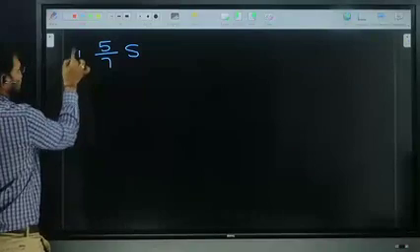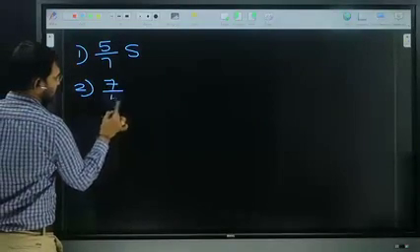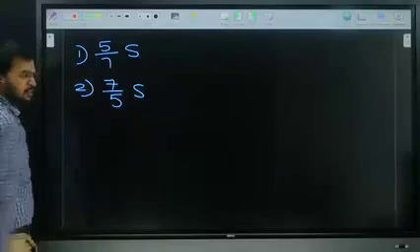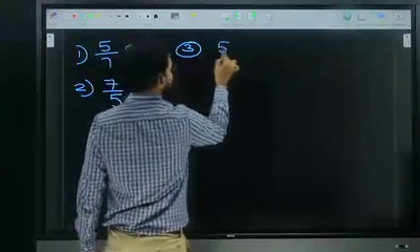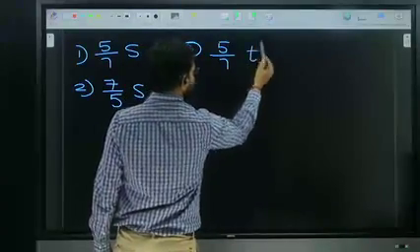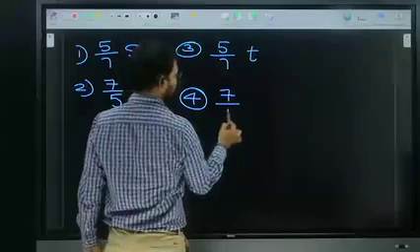The first possibility is what? 5 by 7th of the original speed, na? They may ask 7 by 5th of the original speed. Possibility is there, na? The third possibility: 5 by 7th of the original time. Fourth possibility: 7 by 5th of the original time.